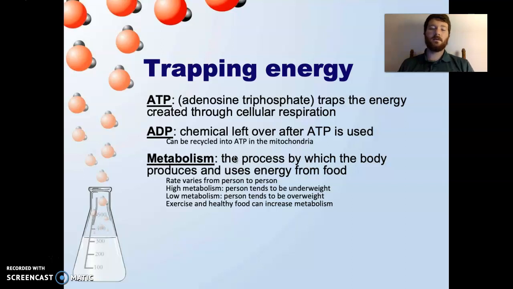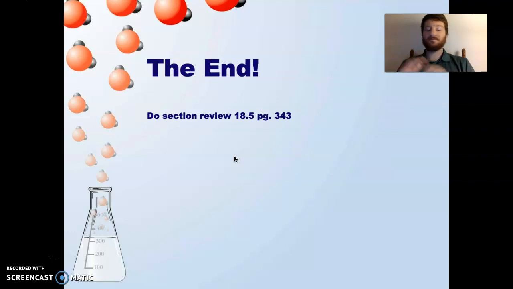Metabolism is the process by which the body uses energy from food. So if you eat a lot of food, your body's going to break that down over time. If you have a high metabolism, odds are you're skinny, but your body's very inefficient. Kind of strange. If you have a low metabolism, you can say that my body's just being efficient. That's why I'm overweight.